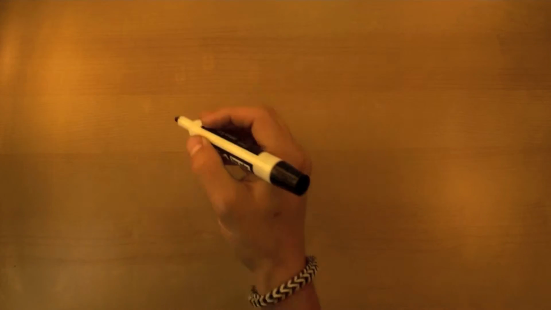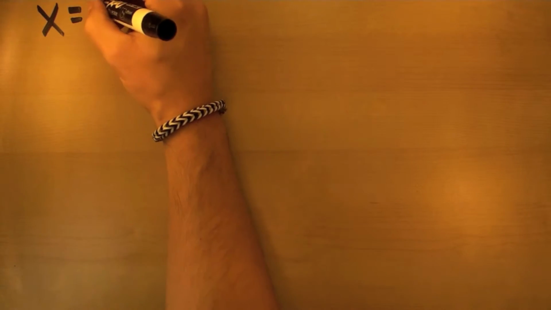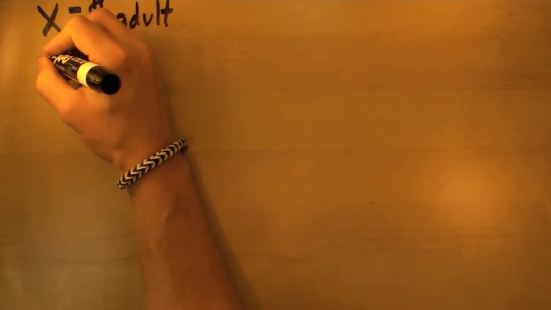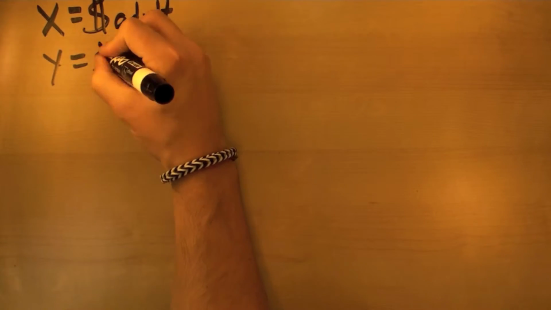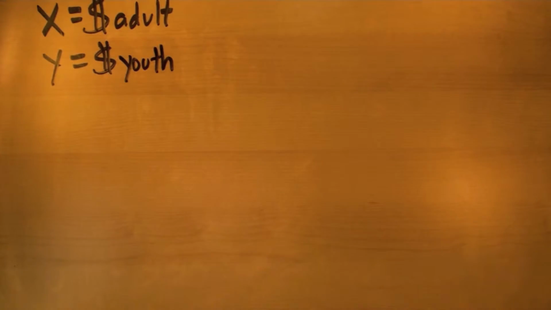Well, again, we should define our variables. So let's let x equal the price of an adult ticket and y equal the price of a youth ticket. And then we'll try to set up equations from here.